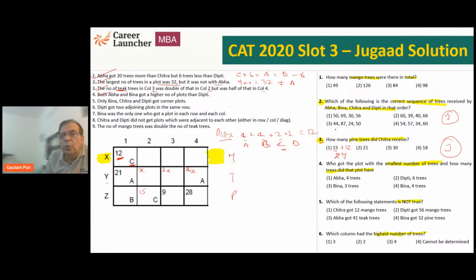But look at question number 2. This is Chitra. 27 is not an option available, so this is wrong. If Chitra got 21 pine trees and 12 mango trees, the total number of trees with Chitra has to be 33. Again, 33 is missing, so choice 2 is wrong. Third choice, 30 pine trees and 12 mango trees makes it a total of 42. Again, 42 is missing, so this is wrong. So this should be the answer, which means Chitra's got 18 pine trees, and if I add the 12 mango trees, total becomes 30.